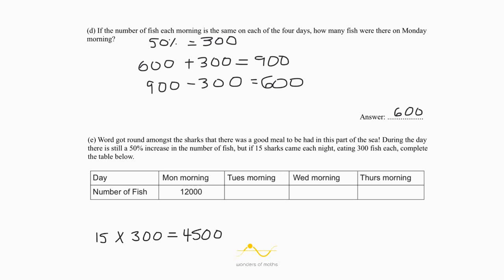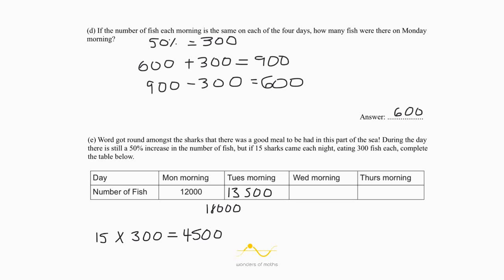Now let's move on to the table. On Monday morning, we have 12,000 fish to start with. If we increase this by 50%, we have to divide 12,000 by 2 to get 6,000 and then add it back on. So on Monday evening, we have 18,000 fish. We lose 4,500 fish during the night. So on Tuesday morning, we have 13,500 fish.